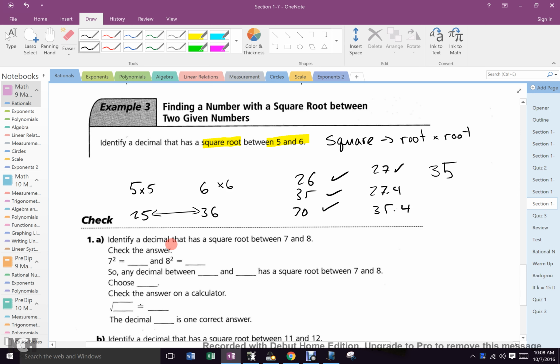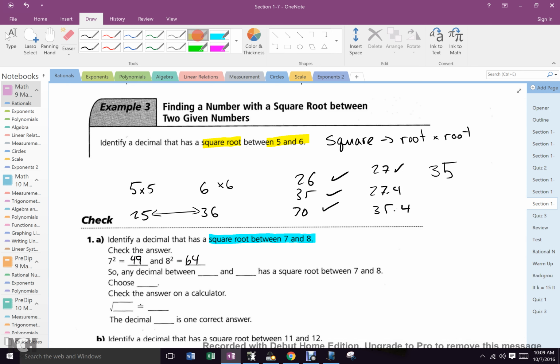So let's look at this question. I have my square roots as 7 and 8. So what are my squares? 7 squared, which is... Marcus? 49, because it's 7 times 7, not 7 times 2. We remember that, right? And 8 squared is 64.